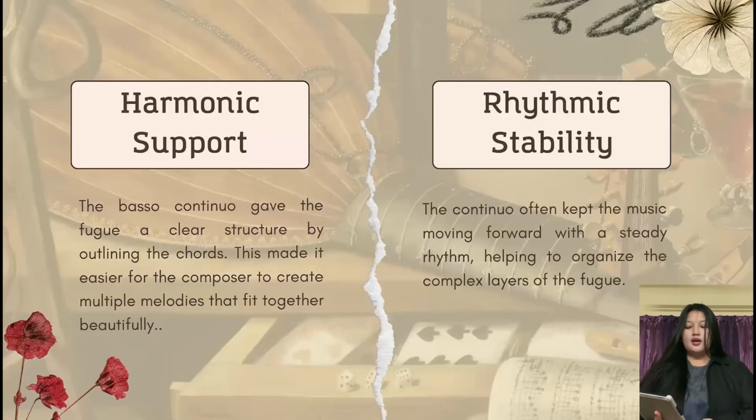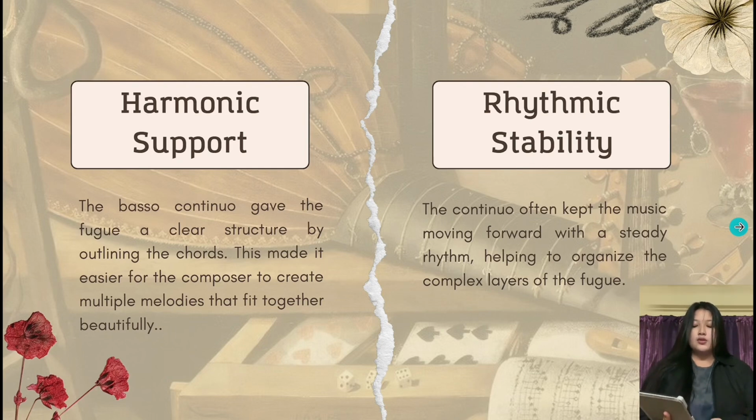The first one is harmonic support. The basso continuo gave the fugue a clear structure by outlining the chords. This made it easier for the composer to create multiple melodies that fit together beautifully. The second one is rhythmic stability. The continuo often kept the music moving forward with a steady rhythm, helping to organize the complex layers of the fugue.